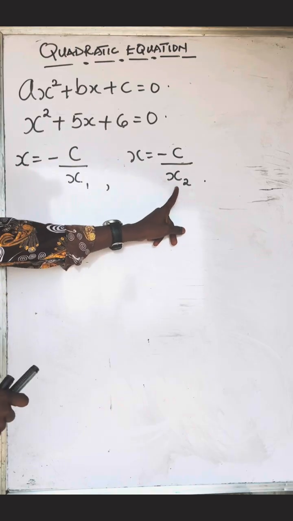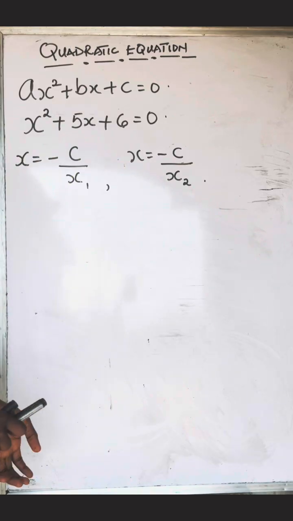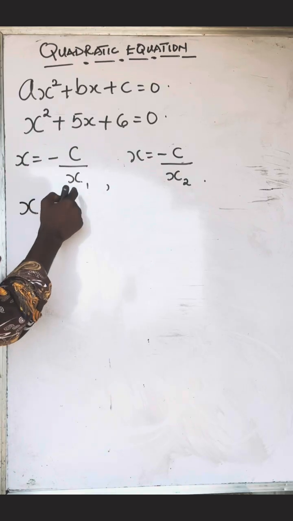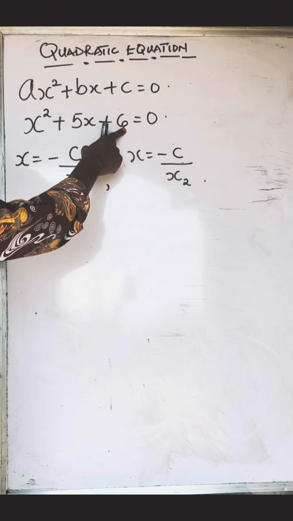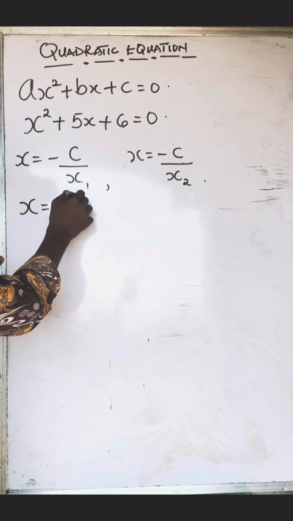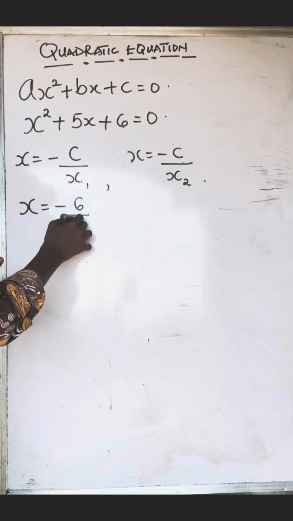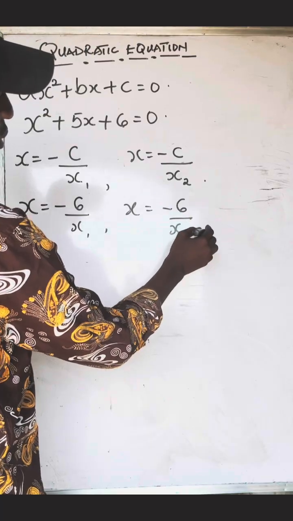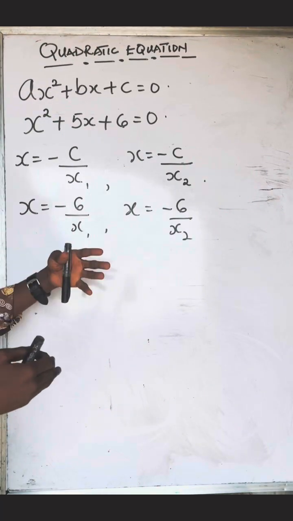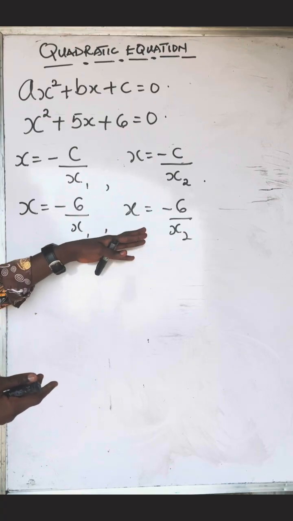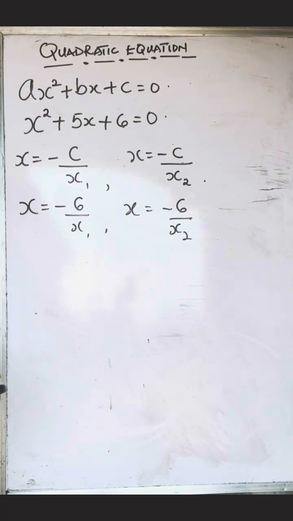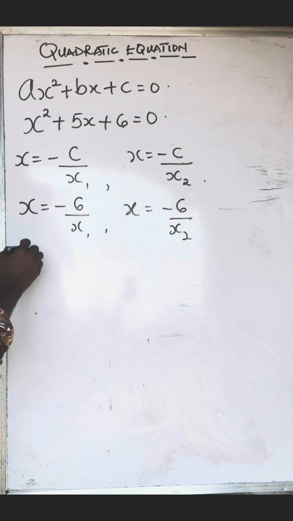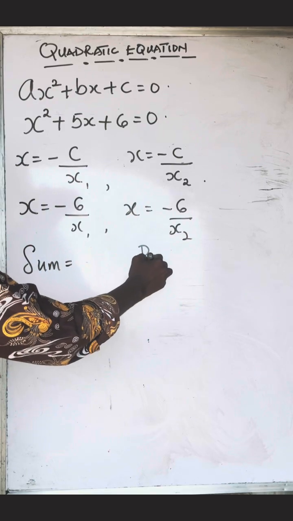Now the question is, how can we get our x1 and x2? Provided we've gotten these two, we can easily get the value of x. So my answers are minus the constant, which is 6, the one without the variable, so minus 6 over x1, which I don't know yet, and minus 6 over x2, which I also don't know yet. Immediately I get my x1 and x2, I've definitely gotten the values of x in each case. Getting the values of x1 and x2 is quite easy. That's where you have to understand the concept of sum and product.